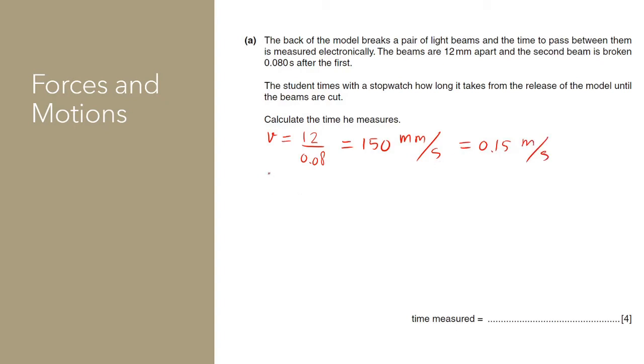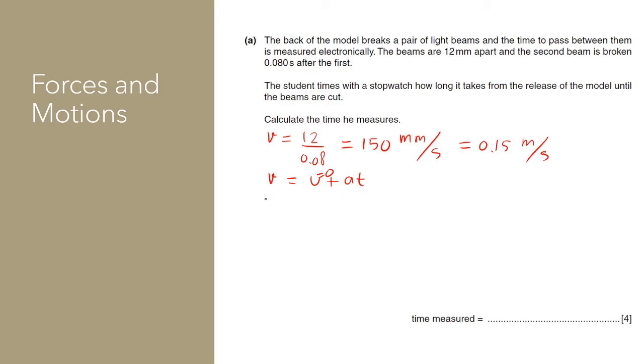Please remember, v equals u plus at. v is the final velocity, which is 0.15. u is the initial velocity. In this case, because initially the model is held by the force meter, the initial velocity of the model equals 0. Acceleration equals 0.03, as stated in the problem.